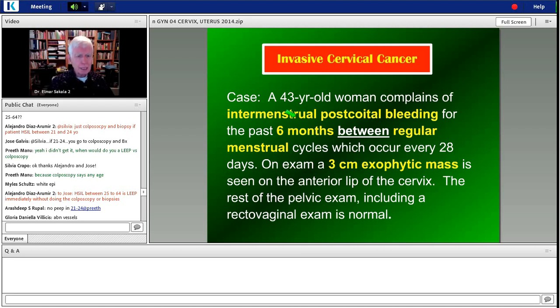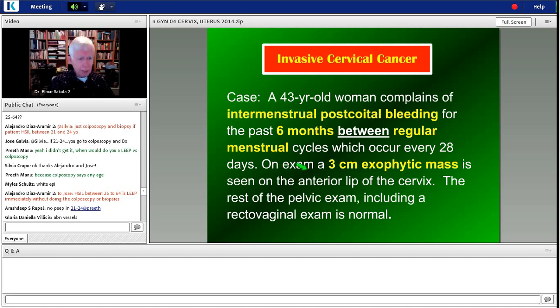And then there is intermenstrual postcoital bleeding. So bleeding which occurs after intercourse, but it is between regular menstrual cycles. That is a classic description of a lower genital tract lesion or even an upper genital tract lesion. So we'll talk more about that in just a minute. I want you to notice her age. She's 43. She is premenopausal. Cervical cancer is the only gynecologic cancer which generally is in a premenopausal woman.